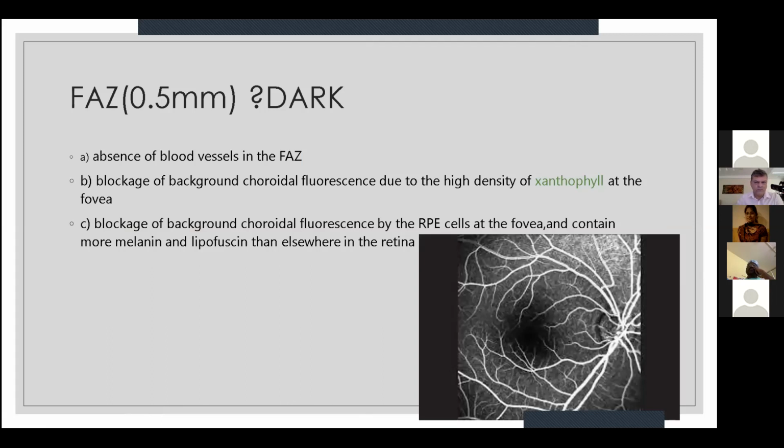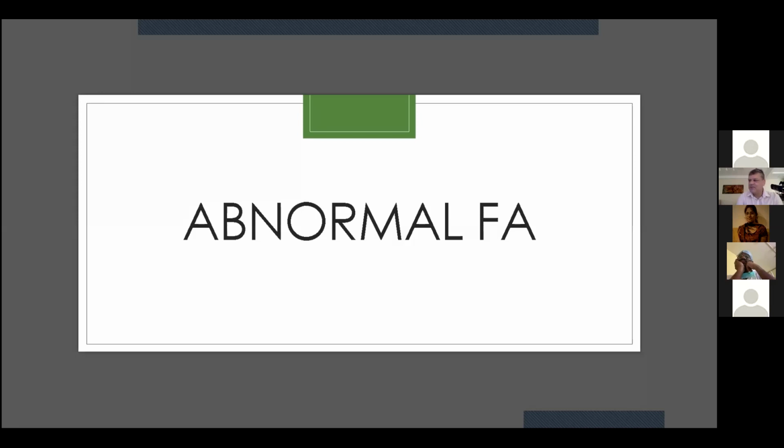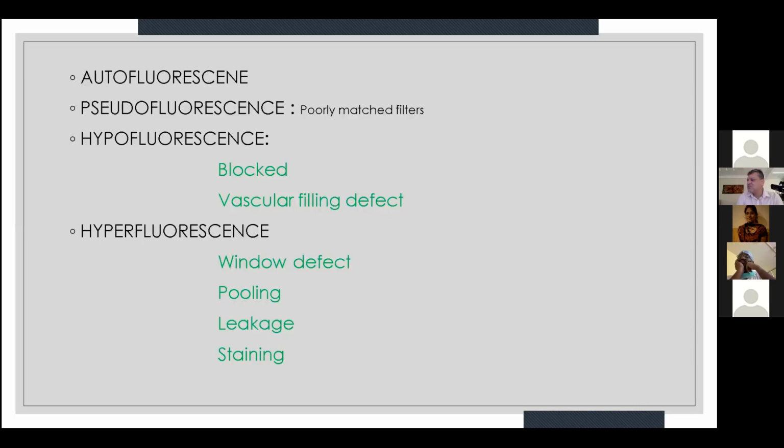There's something called foveal avascular zone, which is a dark zone of about 0.5 mm that you notice in a fundus fluorescein angiography. This is because there are blood vessels that are absent in the FAZ, and also there is a blockage of background choroidal fluorescence because of xanthophyll, as well as lipofuscin and melanin that is present at the fovea. Coming to the abnormal fluorescein angiographic patterns. Either it can be autofluorescence, pseudofluorescence, which is caused by the poorly matched filters, hypo. We'll be seeing each type of abnormal pattern in detail.